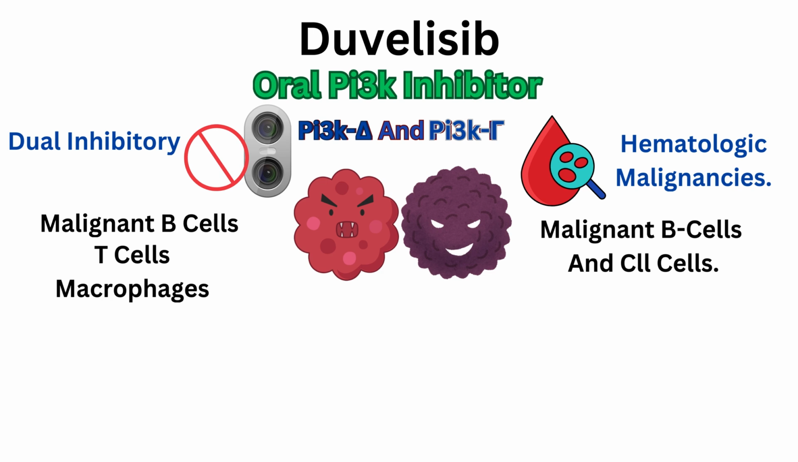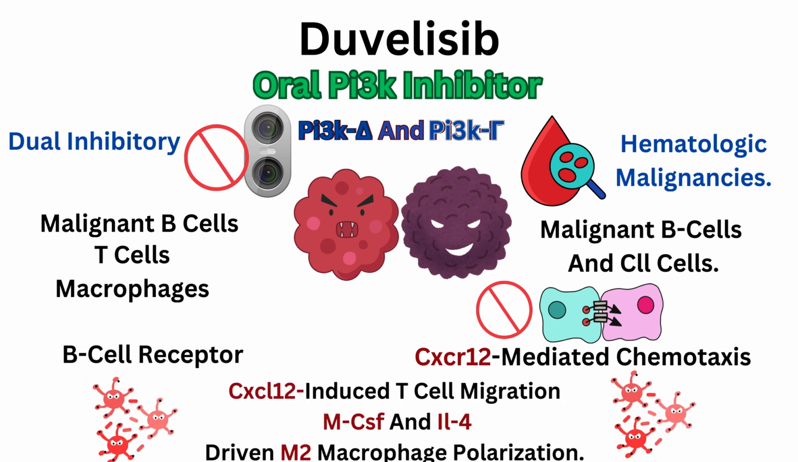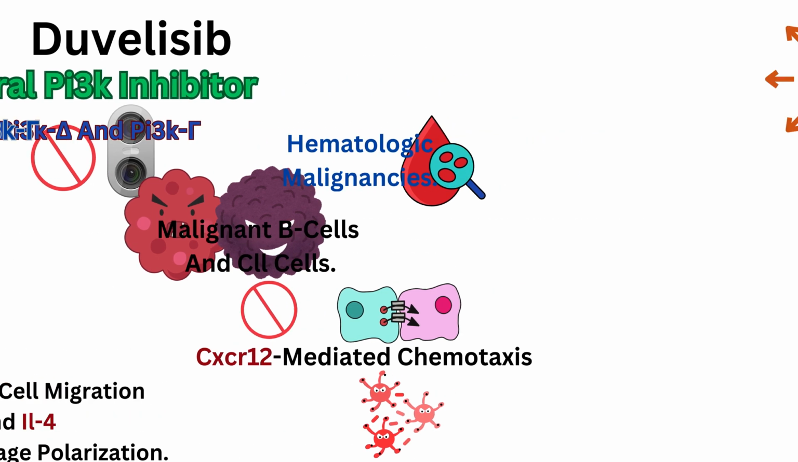Additionally, Duvelisib inhibits the B cell receptor signaling pathway and CXCL12-mediated chemotaxis of malignant cells, as well as CXCL12-induced T cell migration and M-CSF and interleukin-4-driven M2 macrophage polarization.